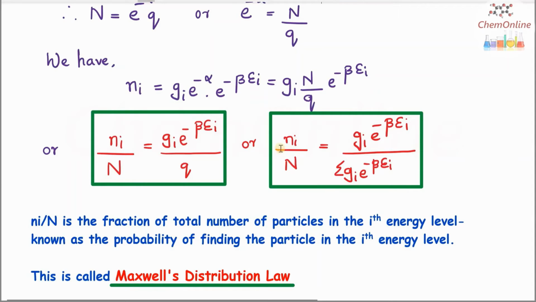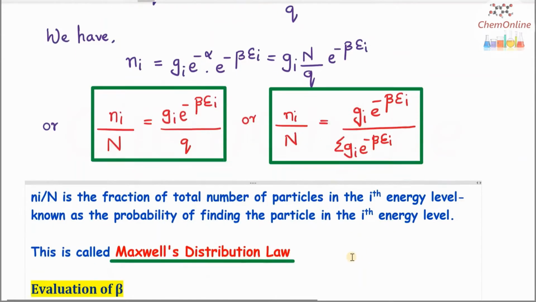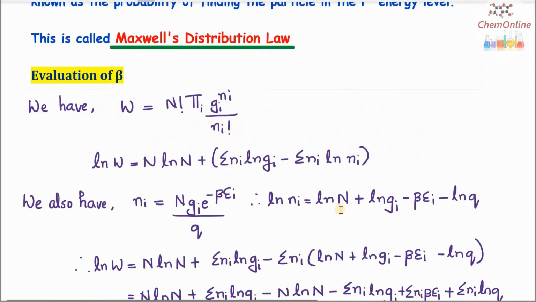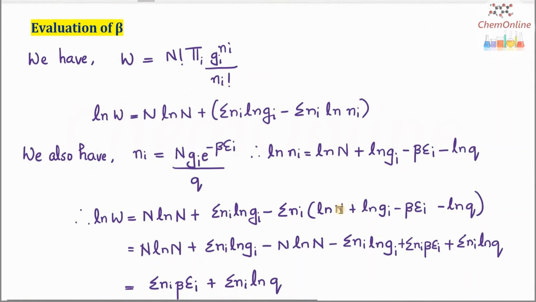Ni by N represents the fraction of the total number of particles in the ith energy level, and it is known as the probability of finding the particle in the ith energy level. And this is called Maxwell's distribution law. Now next, you have to find out the value of beta. So to find out the value of beta, we are again starting from the first equation.